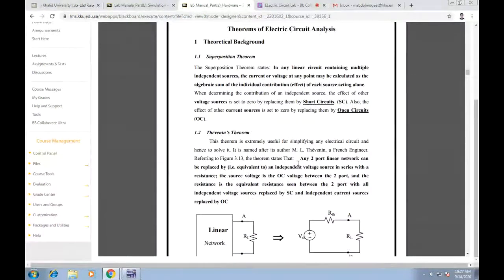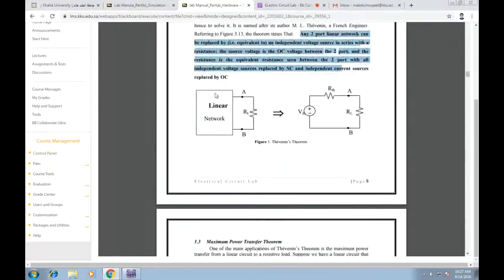Okay, what does Thevenin's theorem say? Any two-port linear network, any circuit can be replaced by an equivalent independent voltage source in series with resistance. The source voltage is the open circuit voltage between the port 2 and the resistance. So you can say that any circuit, whatever may be the circuit, a big circuit, can be represented as VTH in series with RTH in series with RL.